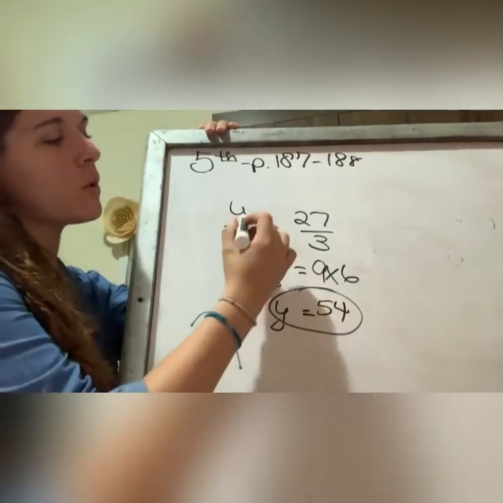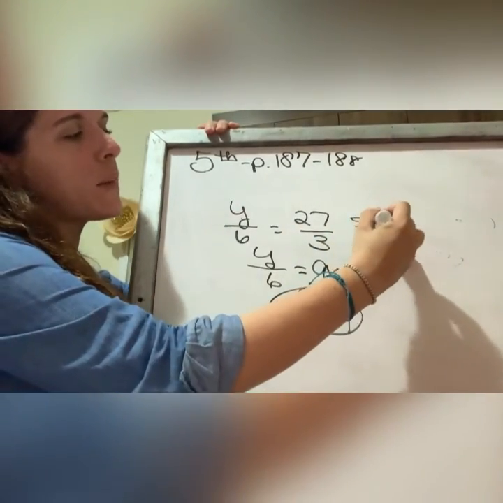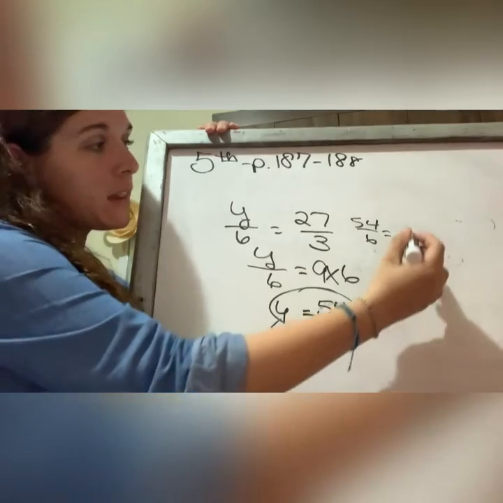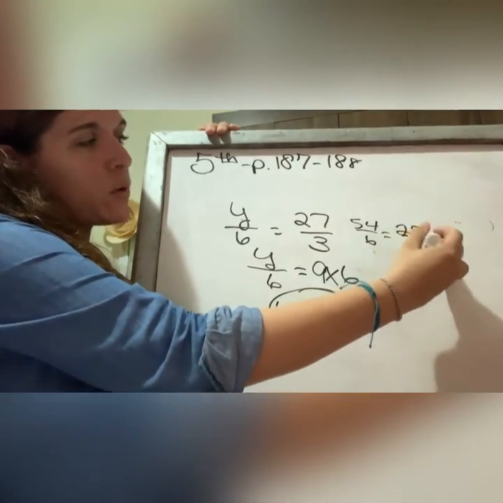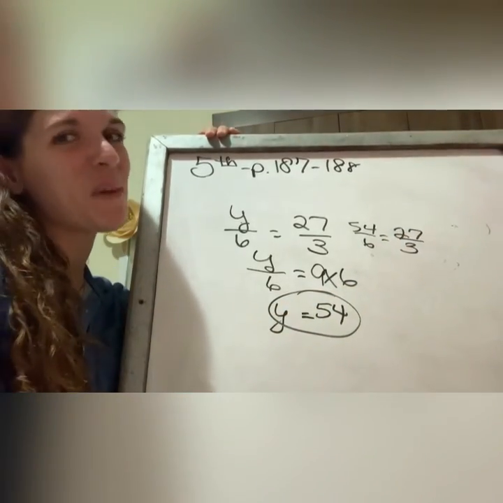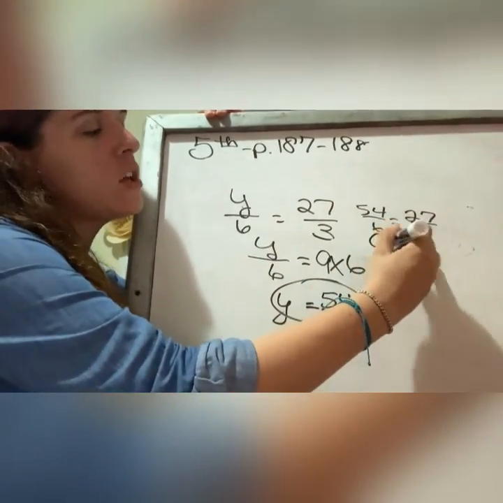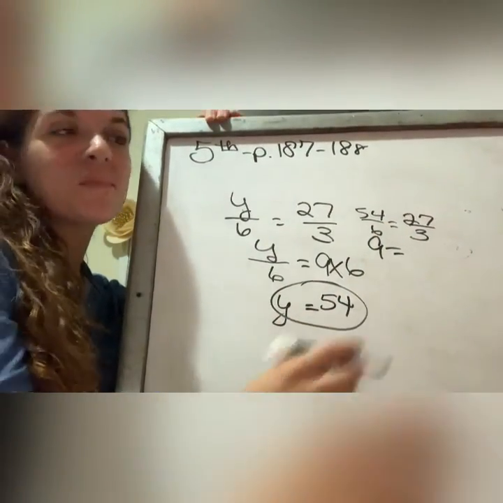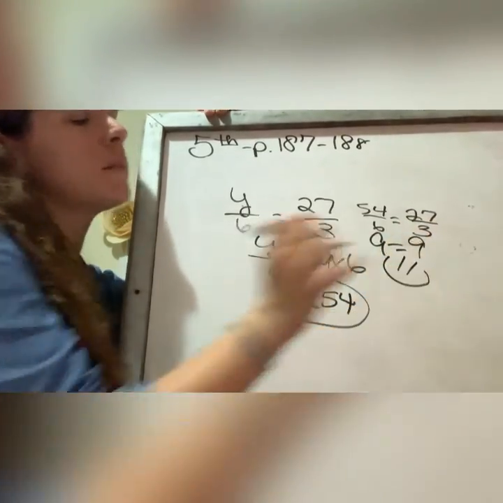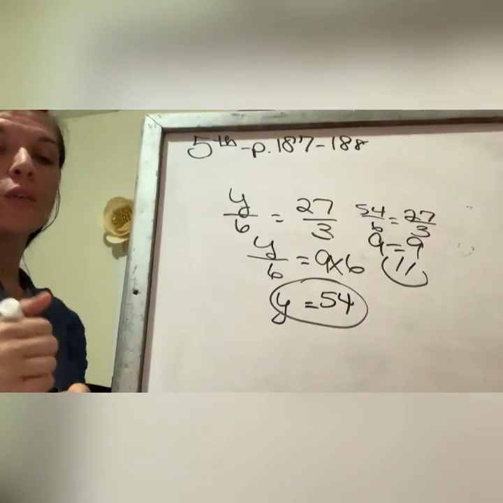Let's check it. We put 54 in here. 54 divided by 6 is supposed to equal 27 divided by 3. What's 54 divided by 6, Mario? 9. What's 27 divided by 3, Ethan? 9. So we are right.